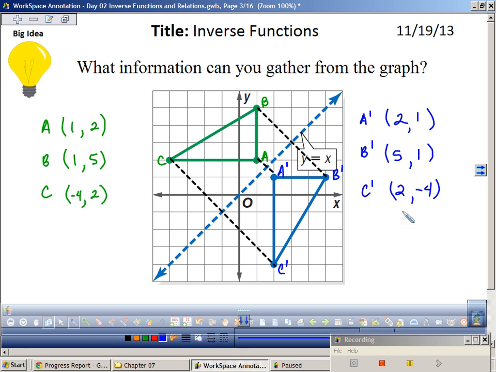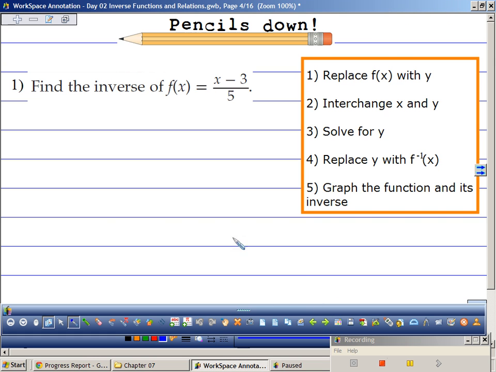Take a look at the green. X and Y are interchanged. Ties it all together, doesn't it? Reflection over y equals x means I can switch the x and the y. They interchange. All right, let's take this and let's talk inverses. Okay, pencils down. Everybody paying attention.